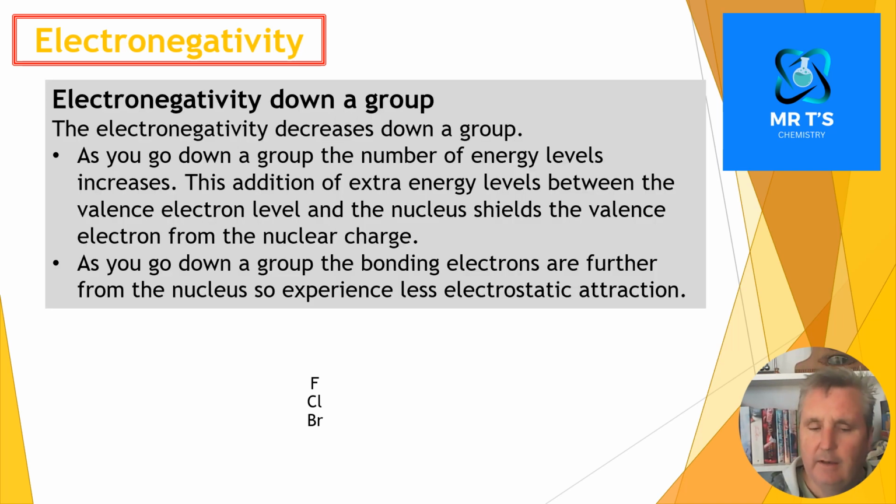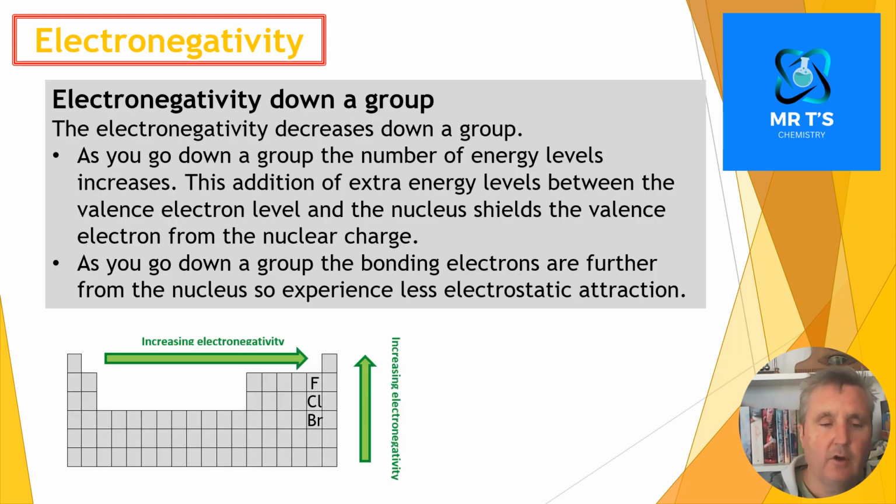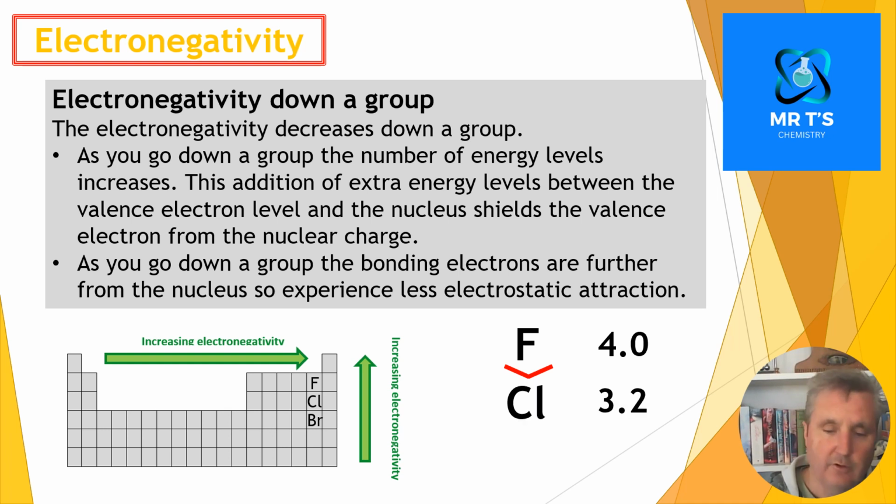Okay, so let's have a look at electronegativity. If we go down a group from fluorine to bromine, fluorine has an electronegativity of 4.0, chlorine has an electronegativity of 3.2, and then bromine has an electronegativity of 3.0. So we can see generally as we go down, the electronegativity decreases. But why does this happen? Well, the major reason for this is every step downwards we add an extra energy level of electrons. Fluorine has 2 energy levels, chlorine has 3 energy levels, and bromine has 4.